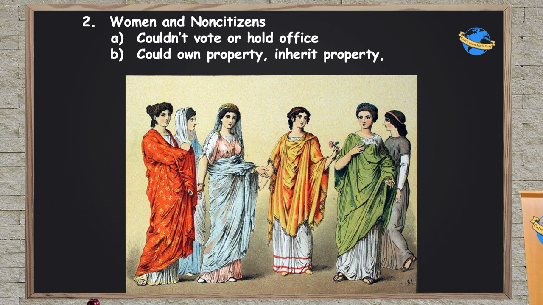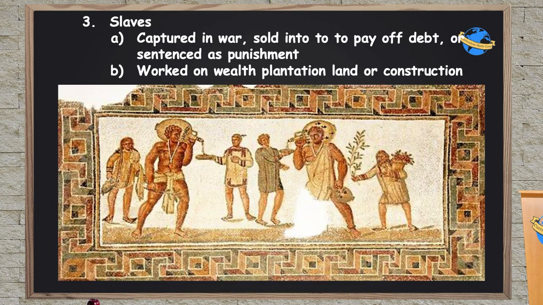Non-citizens are people who are not patrician or plebeian, but they come from outside Rome, they conquered territories, or someone who just moved there but was not a member of the patrician or plebeian class. Again, they were allowed to own property, inherit property, they had rights protected, but they could not vote and they could not hold office. Below women and non-citizens were the enslaved people.